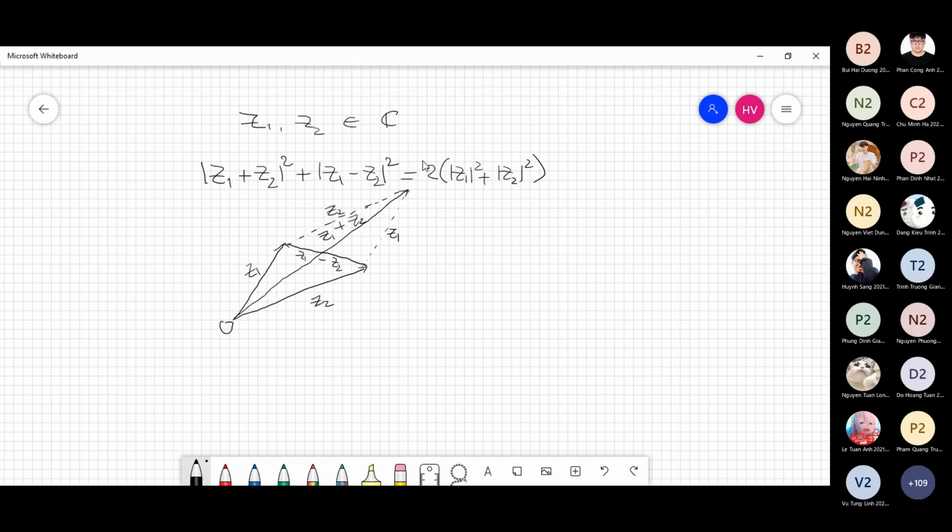So this is called the parallelogram equality because this is actually the parallelogram that you learn in geometry. The sum of the squares of the two diagonals is the same as the sum of the squares of the four sides, the lengths of the four sides. You have z1 squared plus z2 squared, multiplied by 2, which is the sum of the squares of all sides here, right? It's the same as the sum of the squares of the two main diagonals.